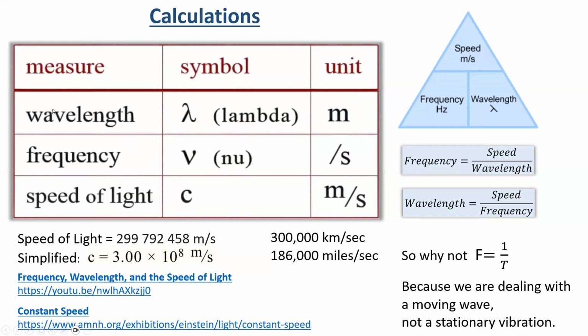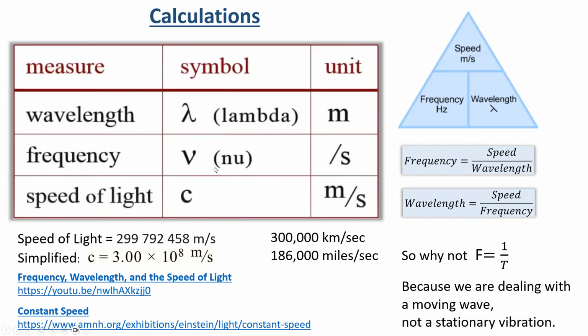So, calculations. Wavelength is measured in meters. That's our convention. And the symbol of the wavelength is that little Greek symbol that's called lambda. Right? Now, frequency, when it comes to light, is a Greek symbol that's called nu, like the word new. I got a new car, nu. And it looks like our alphabet letter V, but in Greek it's actually pronounced nu.